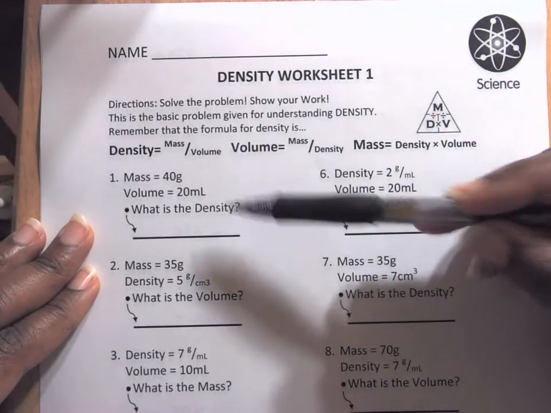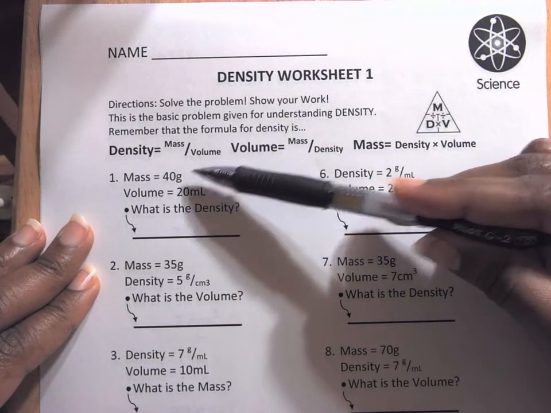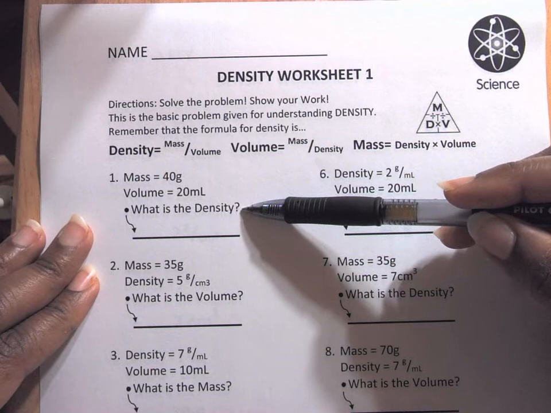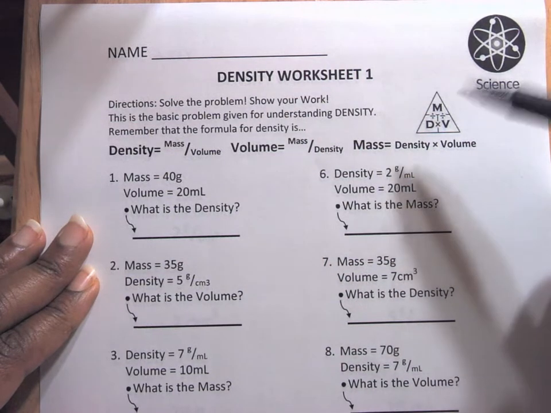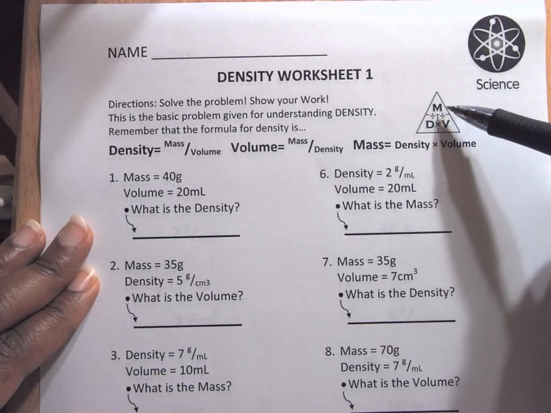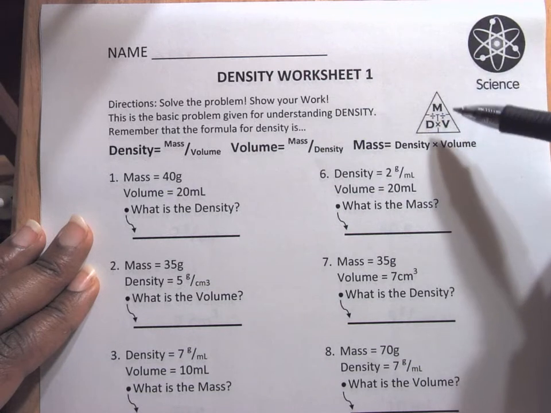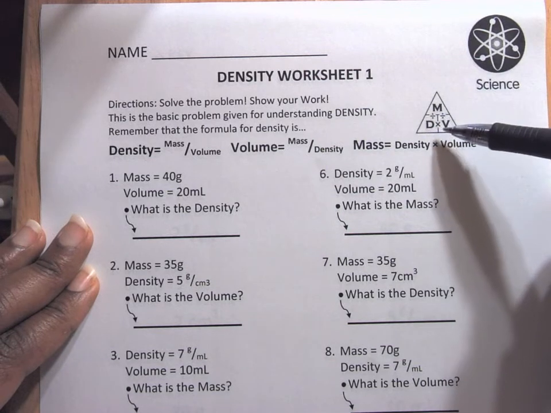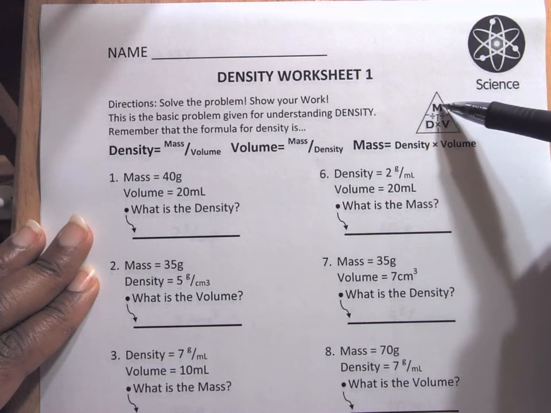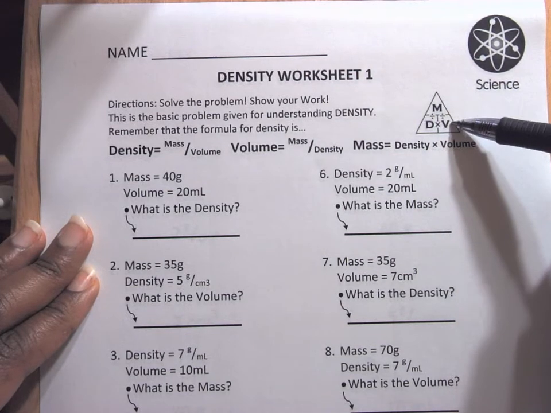So in the first problem, you're given the mass, 40 grams, and the volume, 20 milliliters. And you're asked to find the density. So what you're going to do is go into your triangle and figure out what numbers you can replace your variables with, and then what's your unknown. So this is our unknown because we're solving for density, and we can plug in mass and volume.